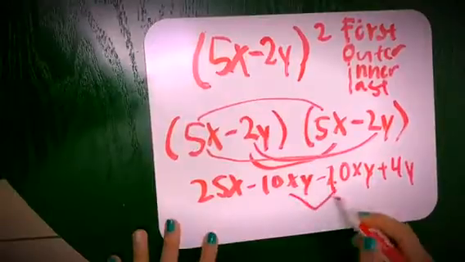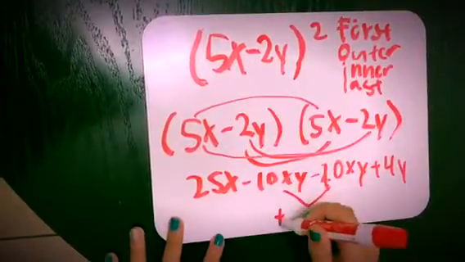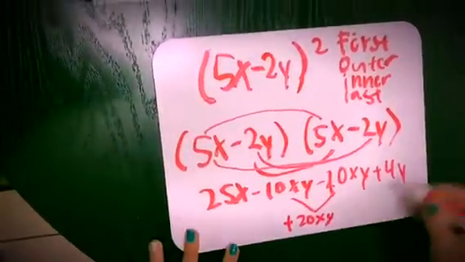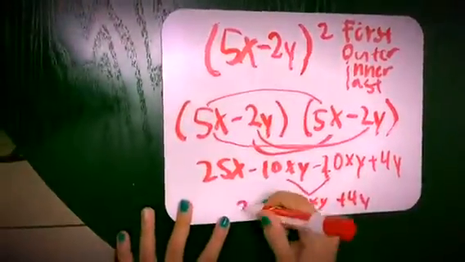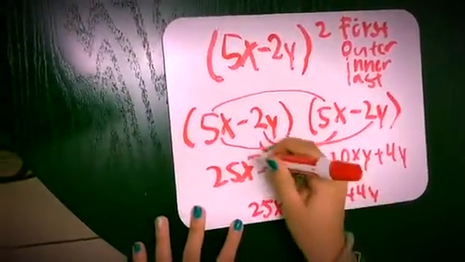So what you do is combine the like terms, which gives you negative 20xy, and you bring everything down, which is this squared.